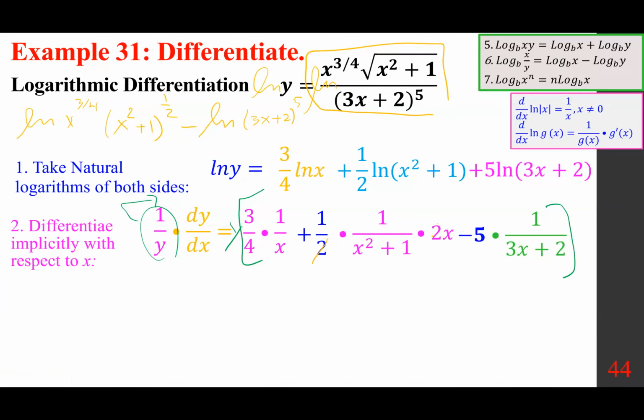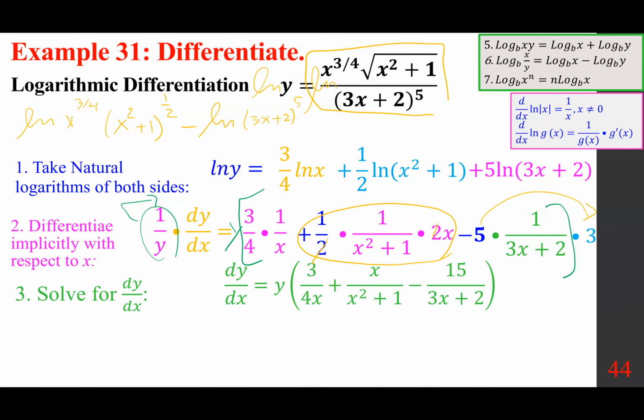this 2 cancels out this 2. So this whole thing is x over x squared plus 1 minus 5. Oh, I forgot times 3. Times 3, I thought I had it. I did show that. But anyways, minus now 15 over 3x plus 2.